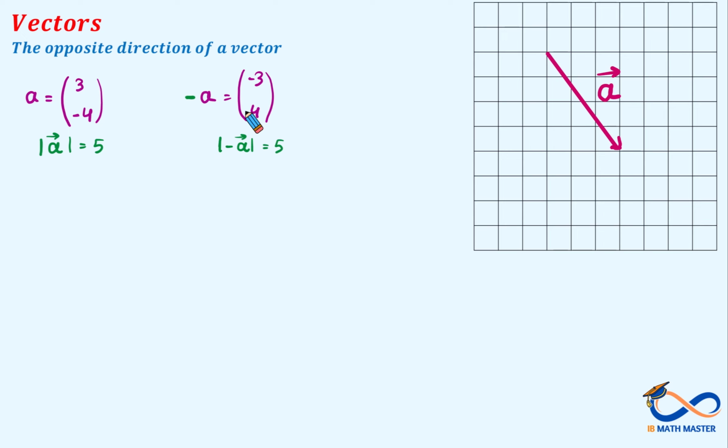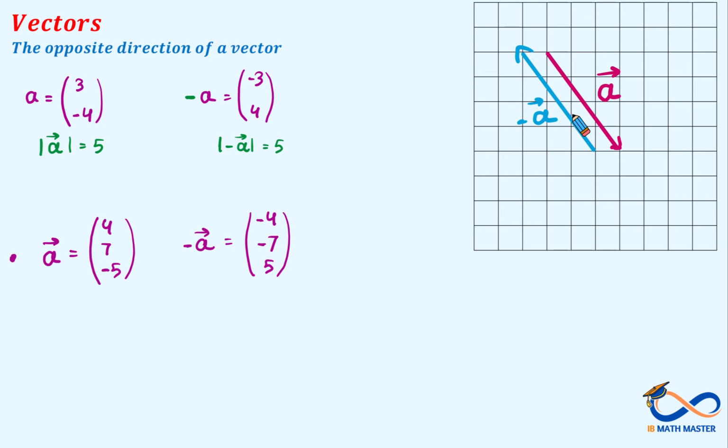So these two vectors have the same magnitude, but negative A has an opposite direction of A because we multiplied by negative 1. If we illustrate negative A here, as you see, we have negative 3 on x to the left and 4 on y. It's the same magnitude as A in terms of length, both have the same length 5, but opposite direction. Similarly now, in 3D vectors, here we have vector A. When we multiply by negative 1, it will be negative 4, negative 7, and negative 5. These two vectors have opposite directions.